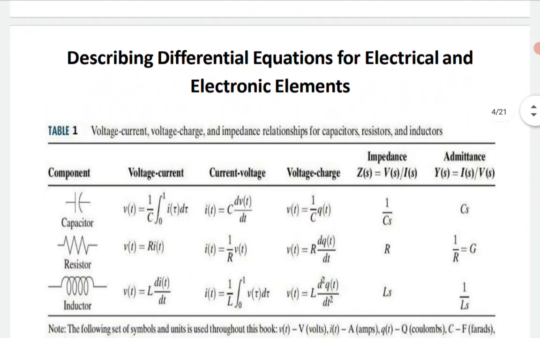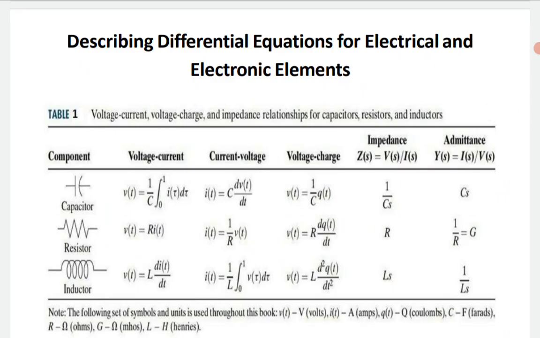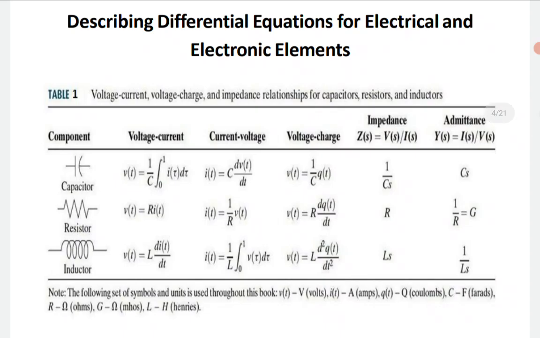Now describing differential equations for electrical and electronic elements. Obviously this table illustrates the respective component notation, the current voltage, voltage current, voltage charge, impedance and admittance relationships. The first row is valid for the capacitor, and it indicates the respective notation. Voltage current relationship is V of t is equal to 1 by C integral 0 to t I of tau d tau. Tau is my dummy variable. Current voltage relationship will be I of t is equal to C into dV of t by dt.